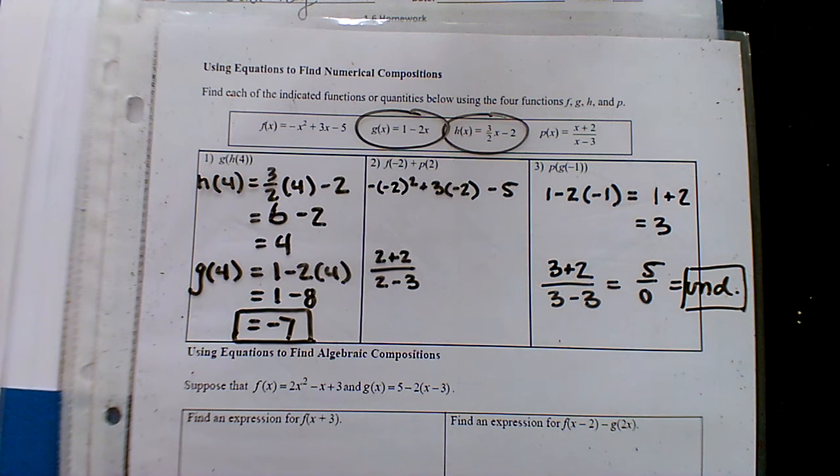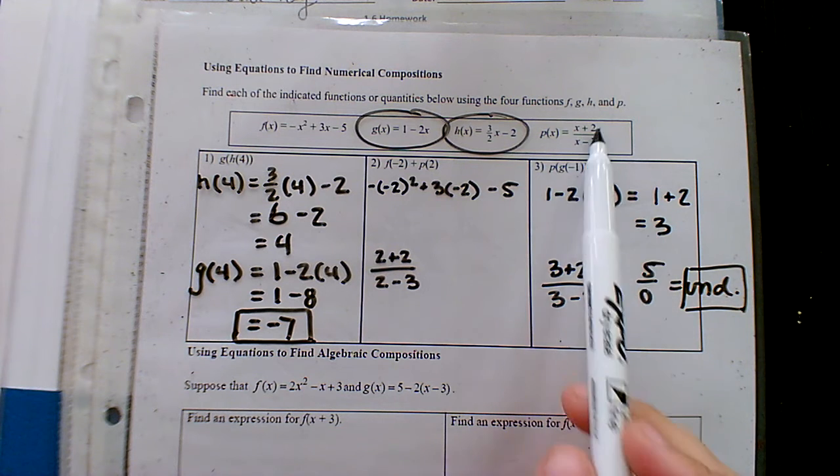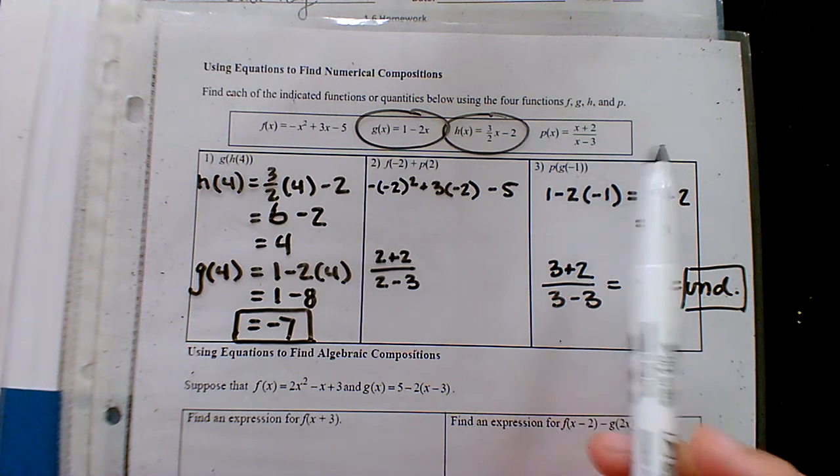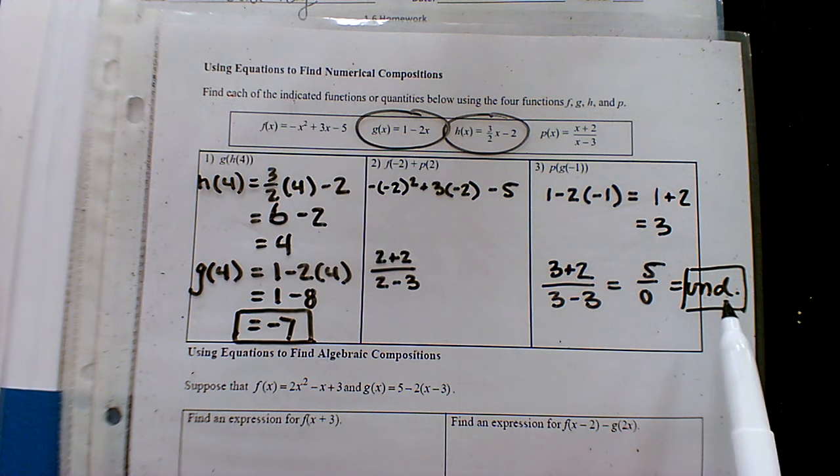All right, walking around, I say we did pretty well on number 3. Okay, check it out. If you plugged -1 into the g function, you'd get 3. And then if you take that answer of 3 and plug it into the p function, which happens to be a fraction, we get 5/0, but we don't want our eggs on the bottom of our shopping cart, so that would be undefined. Did we do okay on 3?